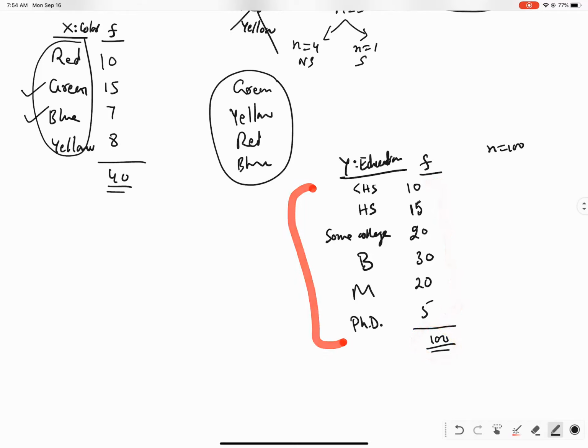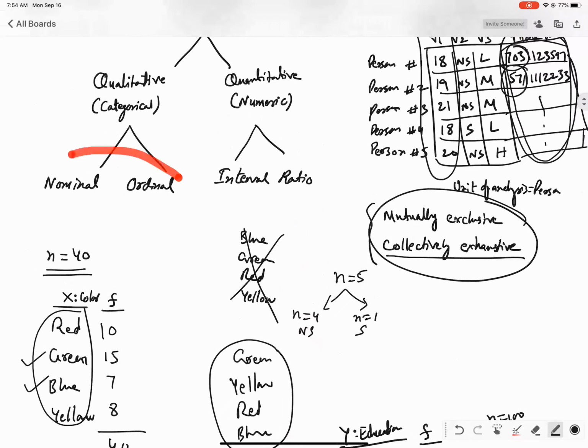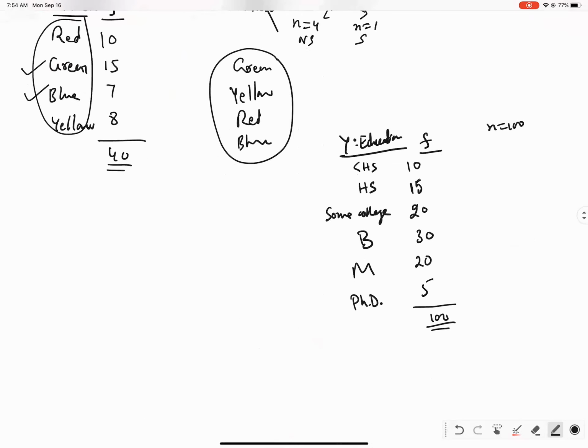So this is definitely a categorical variable, but the question is, is it a nominal variable or is it an ordinal variable? And the answer is that if I pick any two values in this column, in the Y column, if I pick any two values of education, can I meaningfully compare them with each other? If the answer to this question is yes, then this is an ordinal variable, otherwise it's a nominal variable.